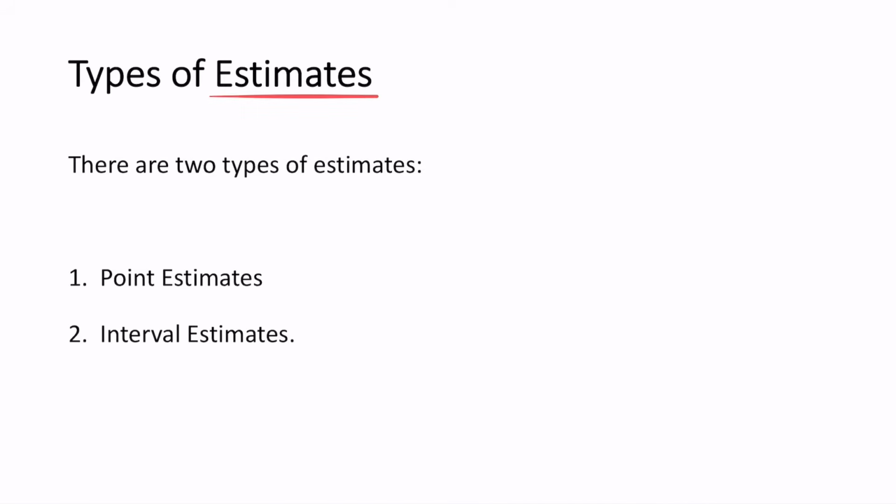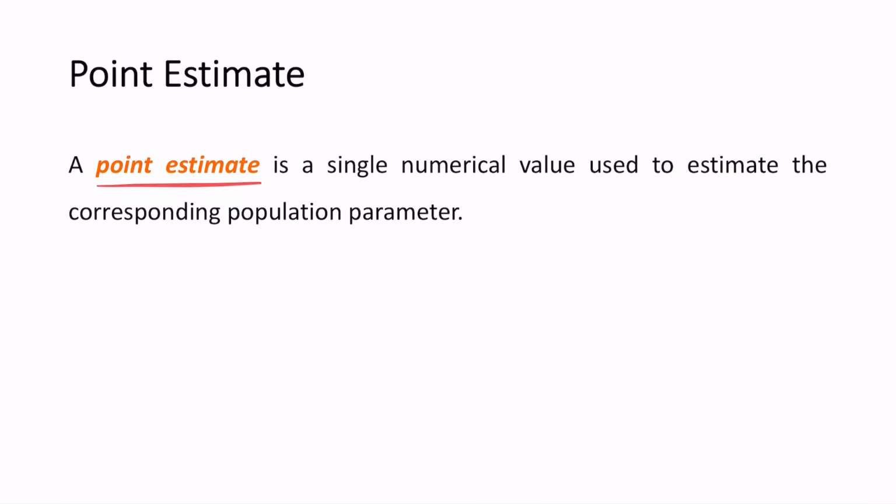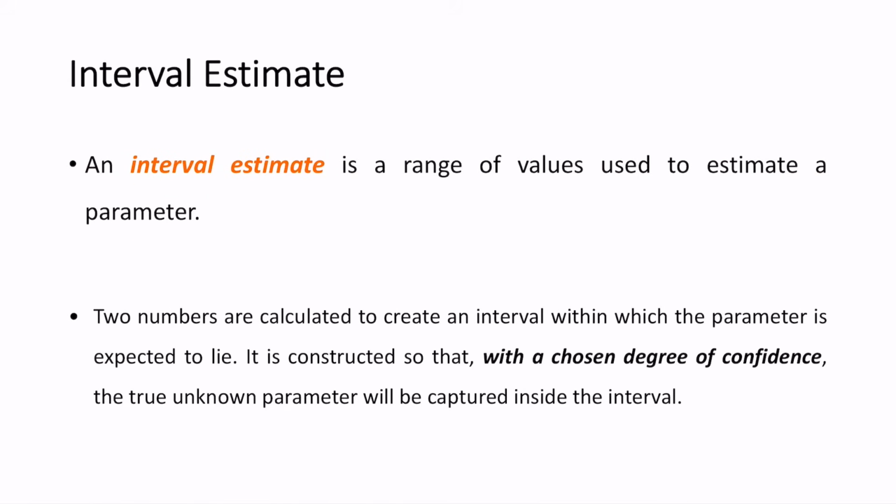Now there are two types of estimates that we can use. One is the point estimate, number two is the interval estimate. A point estimate is a single value. An interval estimate is a range of values. For example, if you get a value just A, we call that a point estimate. But if you get any value from A to B, we call that an interval estimate. So what is a point estimate? It's a single numerical value that is used to estimate the corresponding population parameter. An interval estimate is a range of values that's used to determine the parameter.